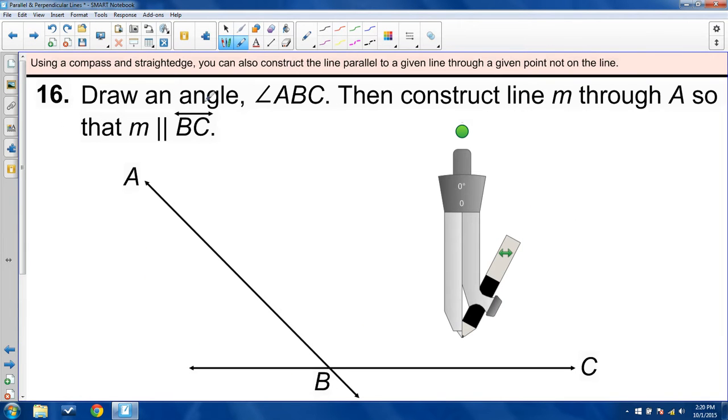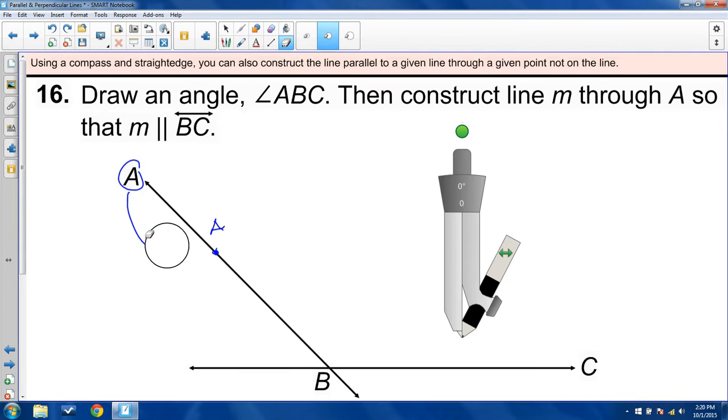Number 16, draw an angle ABC. I happen to make mine very obtuse just for the heck of it. Then construct line M through A so that M is parallel to BC. So let's pretend that A is a little farther down. I drew A way out there just to make it down there. So that one's A right there, that point. I'll just put it right here.